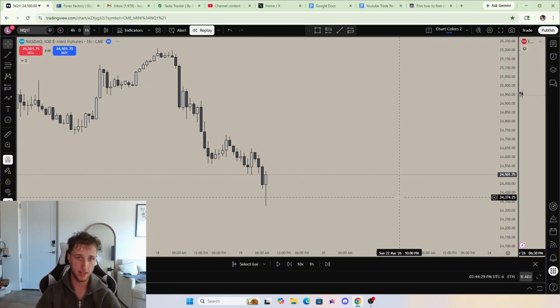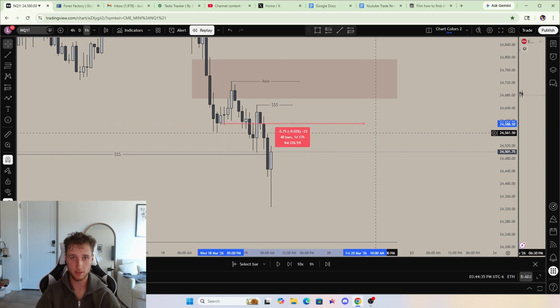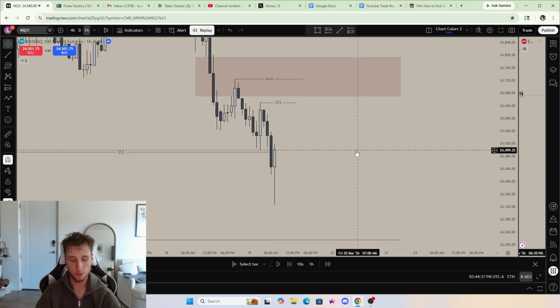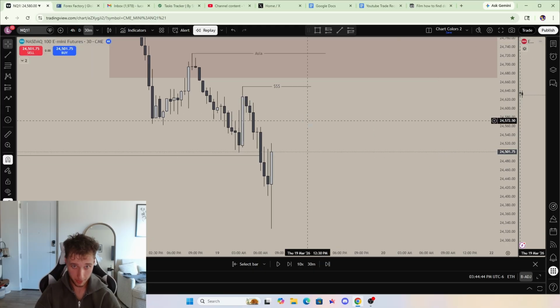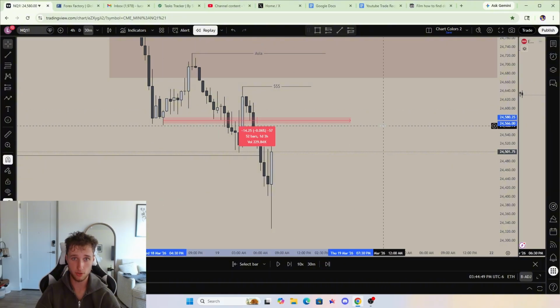Let's continue to scale down. On the 1 hour, what can we point out, right? We're continuing to get below these down close candles. We are continuing to show bearish order flow. Let's scale down to the 30-minute. What can we see? Again, continuing to show bearish order flow.